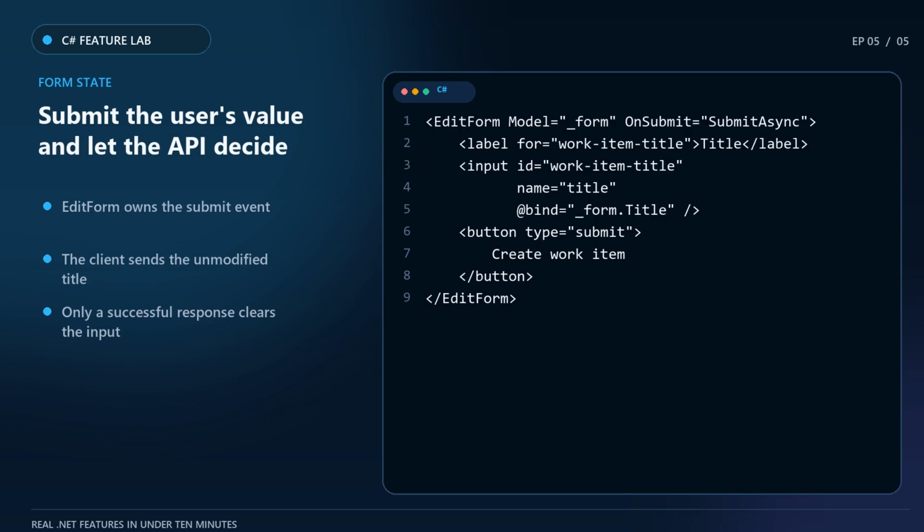When created arrives, the page displays that trusted title and clears the input. On every rejected or technical outcome, the input stays in place so the user can correct or retry it. The disabled submit button also prevents accidental duplicate clicks while the call is running.